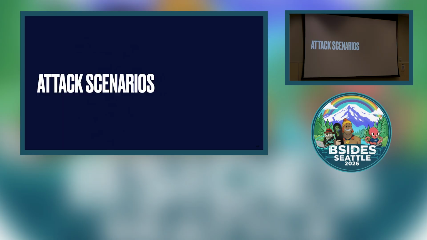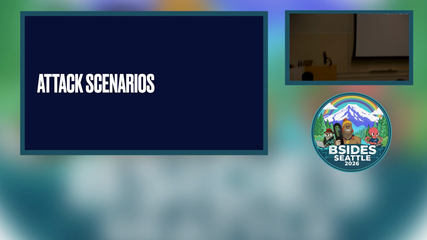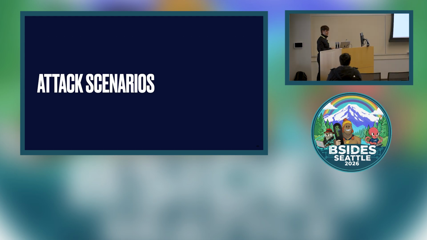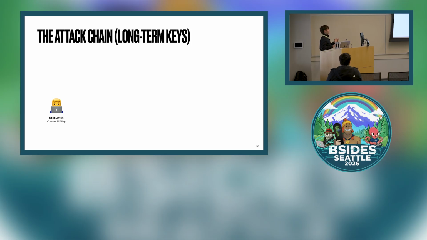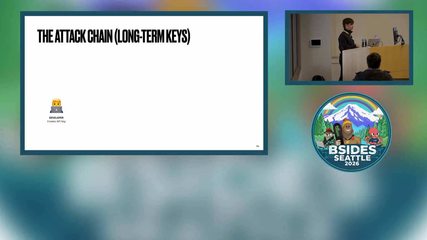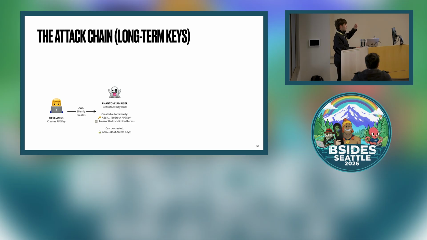All right, so now let's see the potential attack scenarios that can happen from these new Bedrock API keys. I'm going to explain the attack chain that is most common with the long-term API keys. So, step one, as we saw, the developer creates an API key. Then AWS silently creates a phantom IAM user with that limited access policy and the Bedrock API key. And then we have two attack paths.